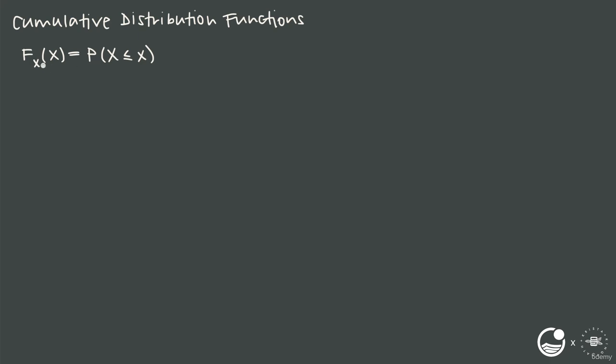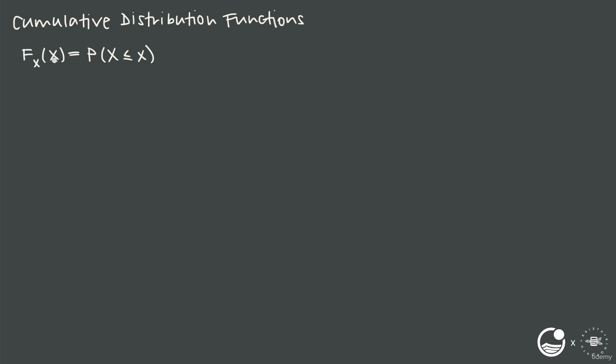We distinguish between probability mass functions, probability density functions, and cumulative distribution functions by using this capital F. With probability mass and probability density functions, we used a lowercase f. If you see a capital F, it means that we have transitioned to a cumulative distribution function instead.